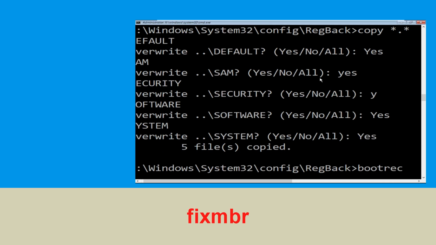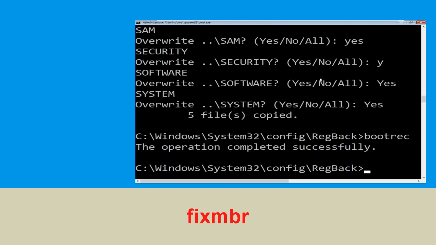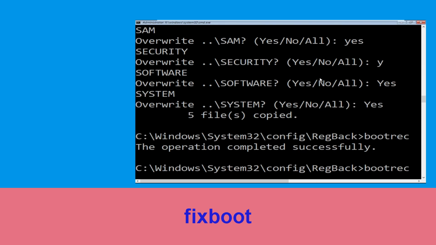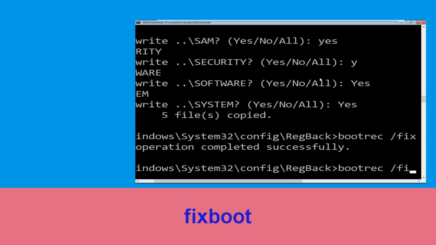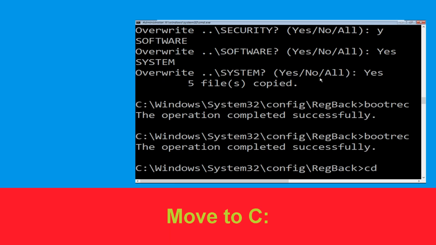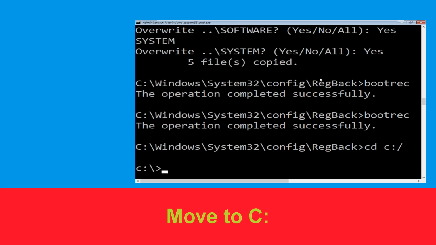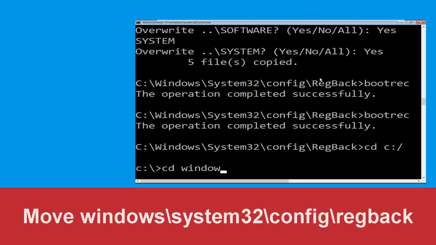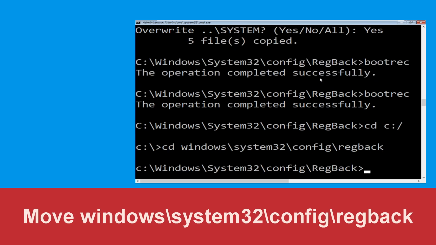Type in bootrec space /fixmbr and hit enter to execute the command. Now type in bootrec space /fixboot and simply hit enter to execute the command. Type cd space C:/ and hit enter. Now execute this command. Type cd space Windows/system32/config/regback, then simply hit enter to execute this command.